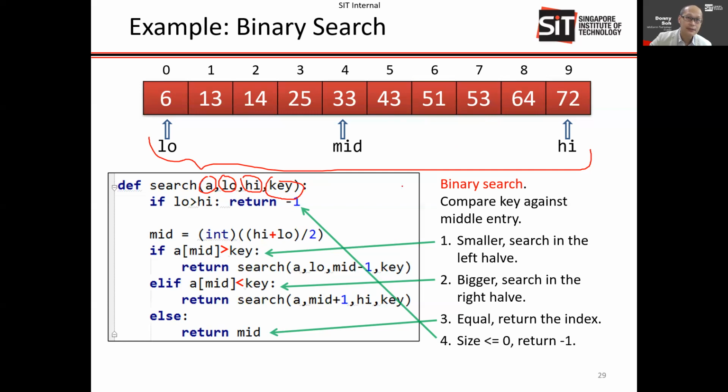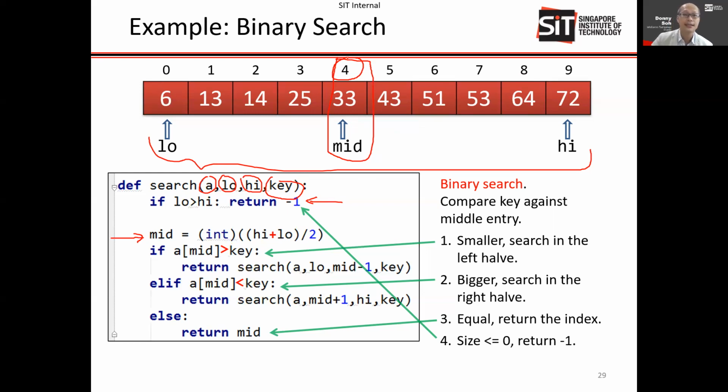I'll go into this first line later on, but let's look at this line first. We want to look at what is the middle item. So in this example, let's say my low and high are 0 and 9. My middle item is at 4. To get this middle item, I take 0 plus 9, which is 9, divided by 2, which is 4.5. I cast it to an integer, I get number 4. And that is the middle item of the current array that I'm looking at.